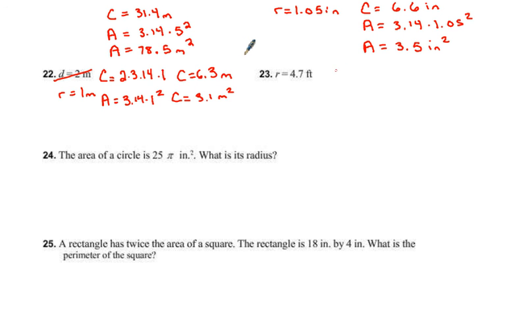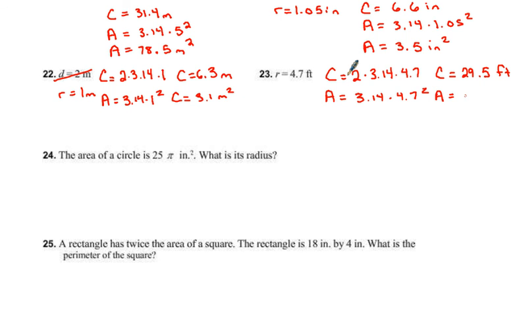For the last one of these, circumference is equal to 2 times 3.14 times the radius of 4.7. That's going to give me a circumference equal to 29.5, and that would be feet. For the area, that would be equal to pi, 3.14, times the 4.7 squared. And guys, when you square bigger numbers like that, it's going to get bigger faster. So that's going to put you at 69.4 feet squared.